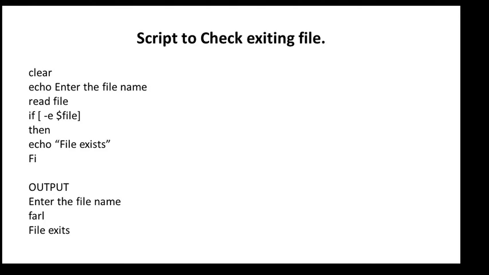Next example, a script to check for an existing file. Clear, echo enter the file name. We have to give the file name. If -e is used to check for an existing file, whatever file we have given, then echo "file exist". It is going to check whether the file exists or not, and display file exist. The output will be like this: enter the file name, then file exist.